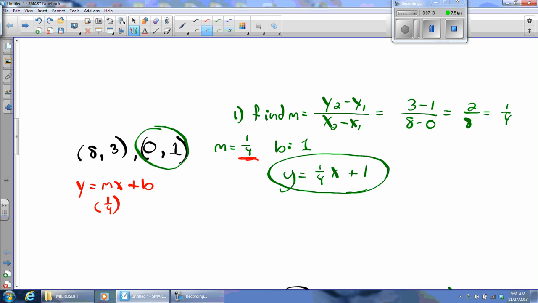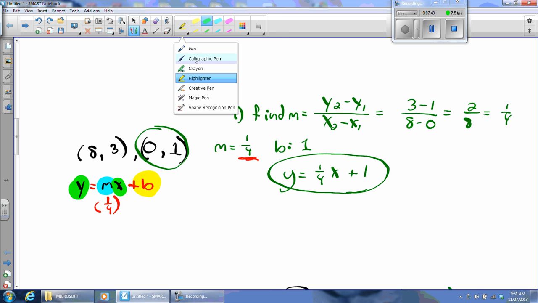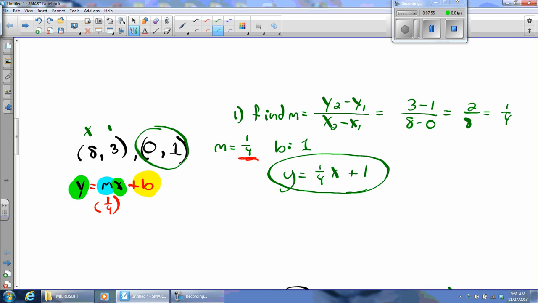Now, I need to figure out b. I don't know what b is. What the heck is b? It's the y-intercept, but I don't know its value. Well, if I could figure out m, x, and y, I could put them all into the equation and solve for b, right? I have 4 variables here. If I could fill in 3 of the variables, I could solve for the missing one, the unknown one, and I would know b. All I need to know is x and y. Well, look at this. This is an x value, and that's a y value, isn't it? So I'm going to plug those into my equation.